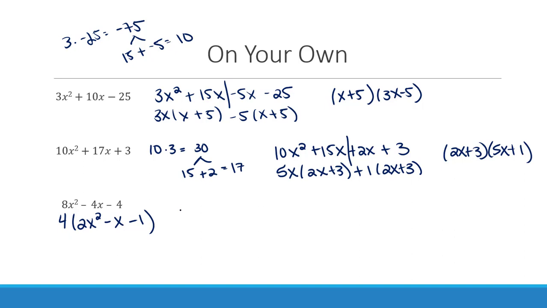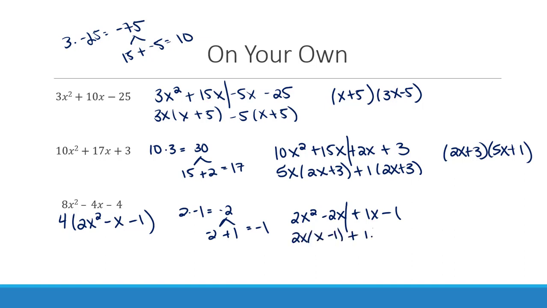So I can do 2 times negative 1, which is going to be negative 2. I'm going to look for something that adds to give me negative 1. And so it's going to be a negative 2 and a positive 1 here. Rewrite this as 2x squared minus 2x plus 1x minus 1. Split it down the middle, 2x, which is going to leave me with x minus 1. And I can just take out a 1 here, which also leaves me with x minus 1.